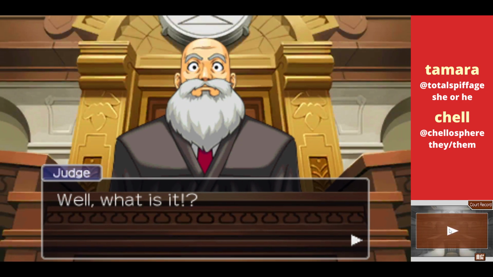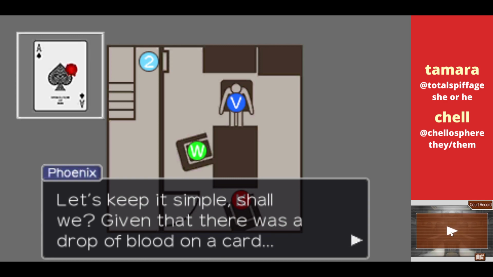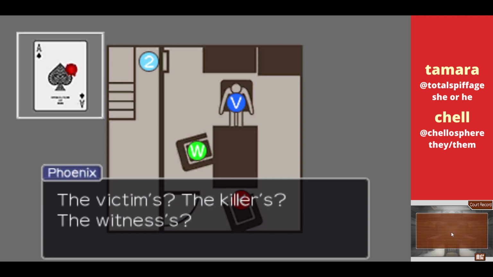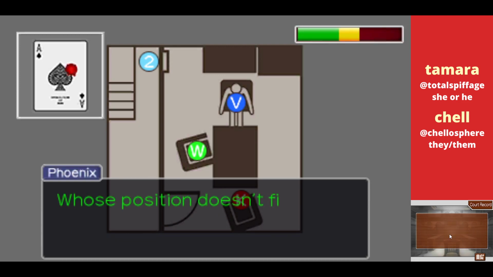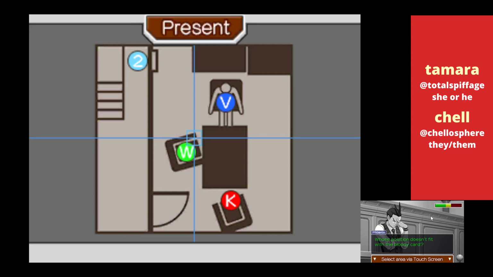Well, what is it? Let's keep it simple, shall we? Given that there was a drop of blood on a card, whose position in this diagram doesn't fit? The victims, the killers, the witnesses, the second witnesses. Whose position doesn't fit with the bloody card? Okay.